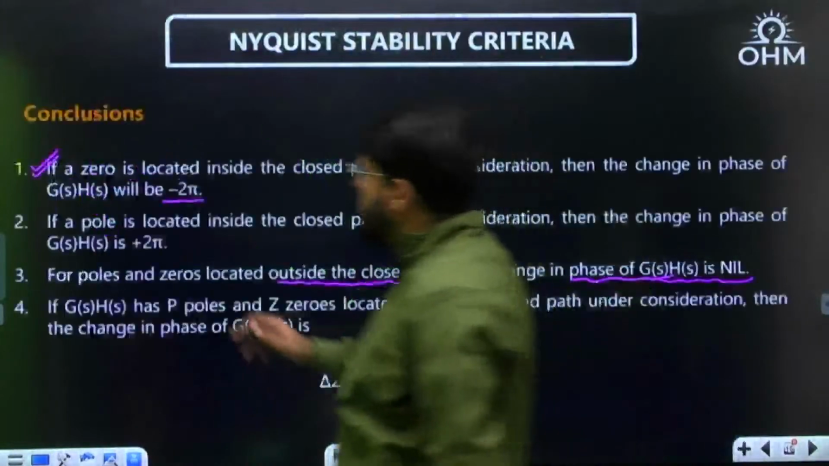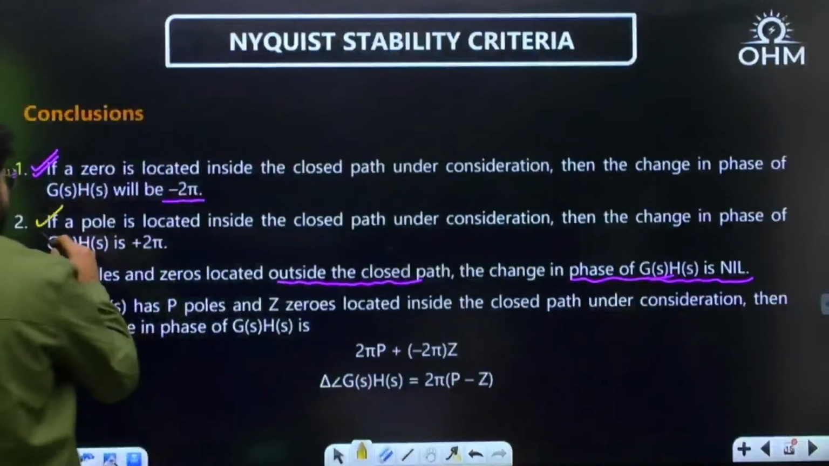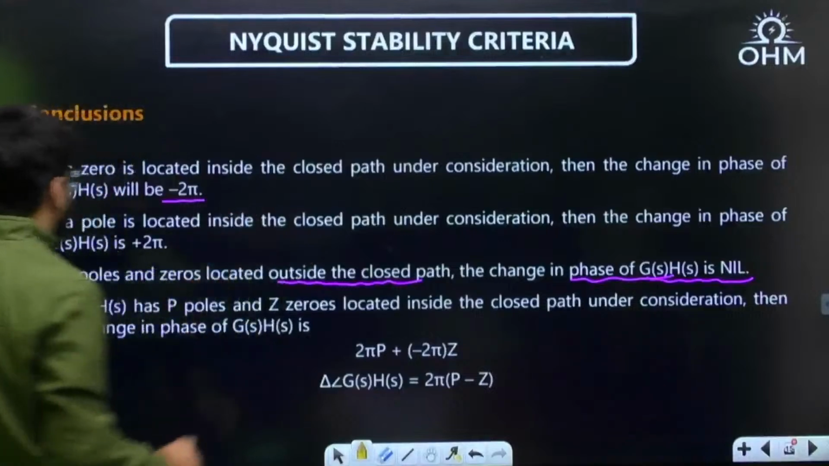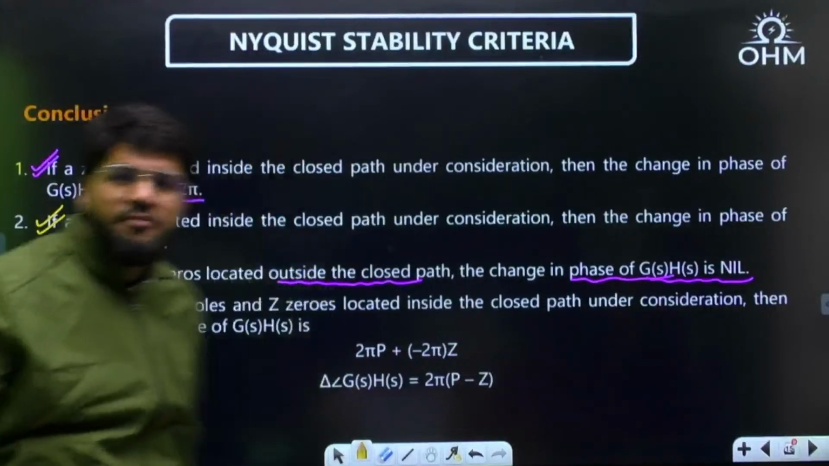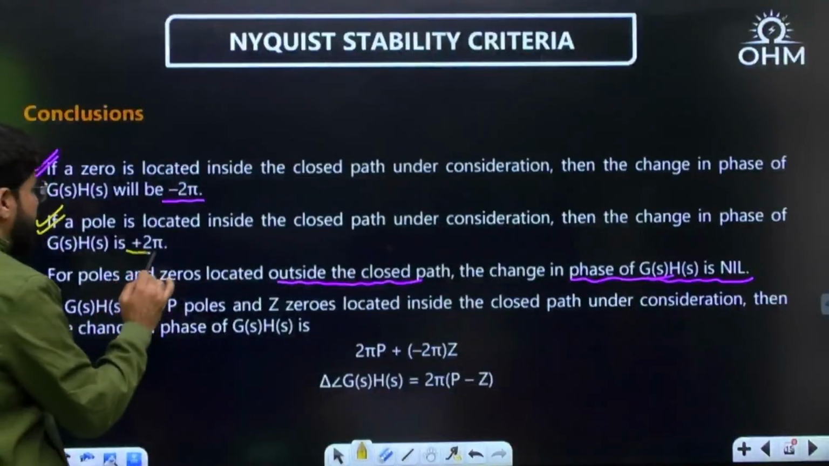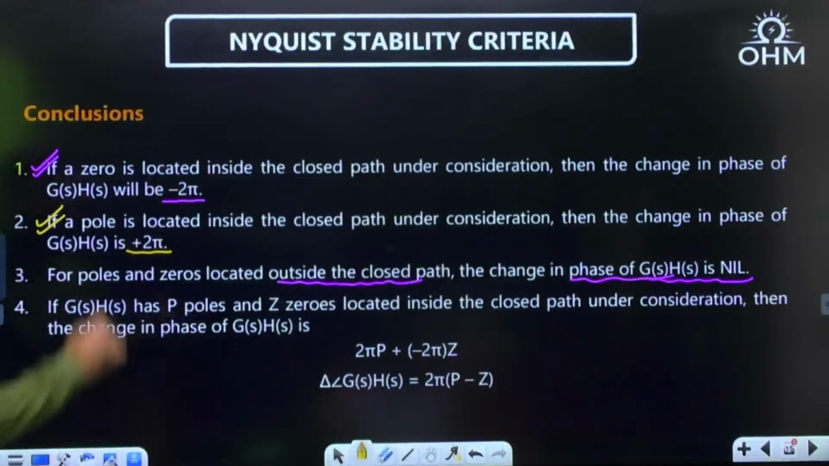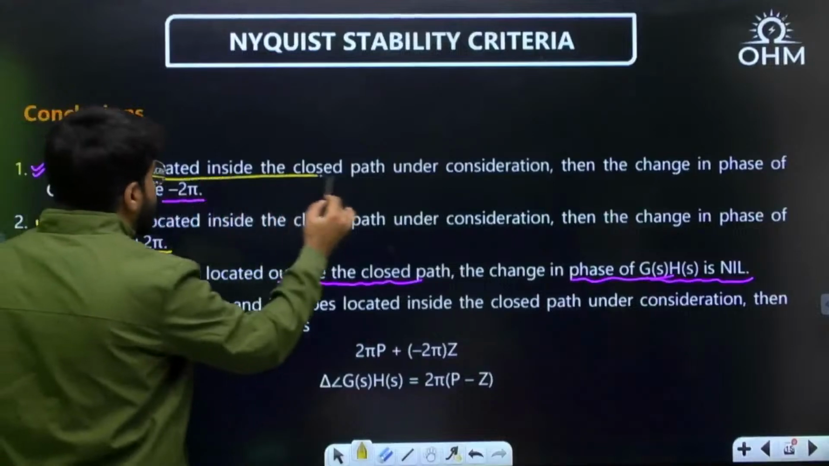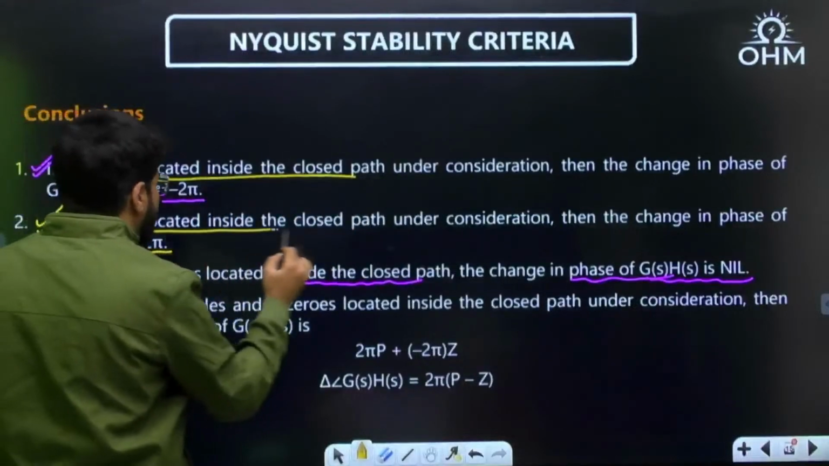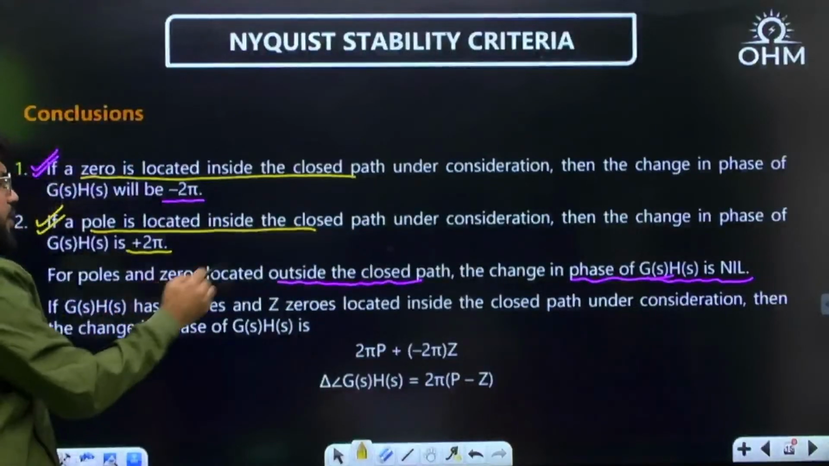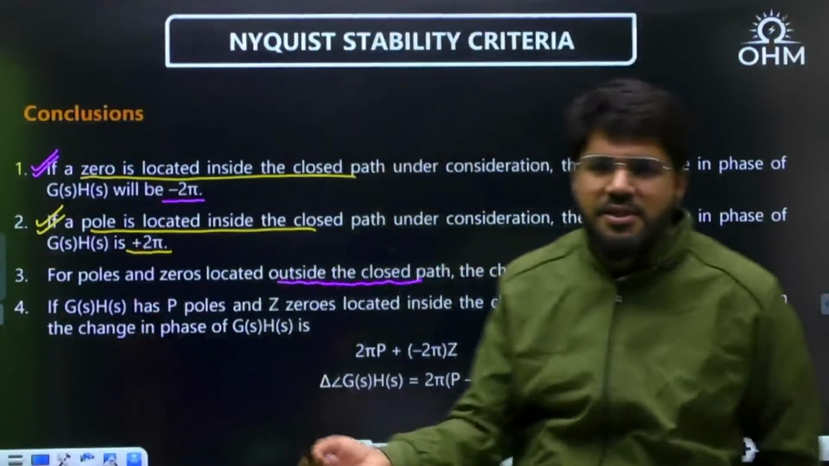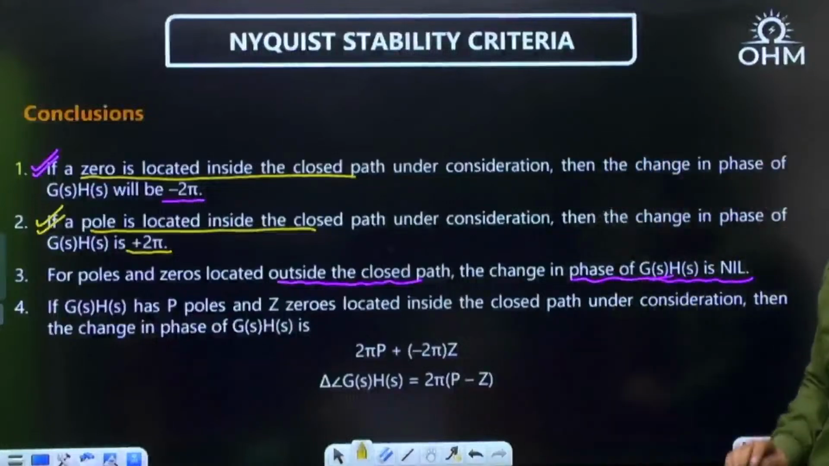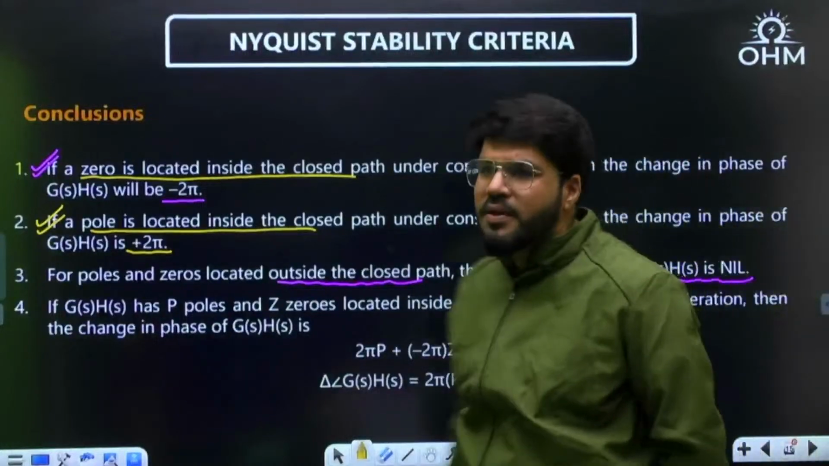That is the next point here. If a pole is located inside the closed path, then the change in phase of GSHS will be plus 2 pi. So a 0 inside the closed path gives minus 2 pi, and a pole inside the closed path gives plus 2 pi. But if zeros and poles are located outside the closed path, then the change in phase is null. Both are nil only.